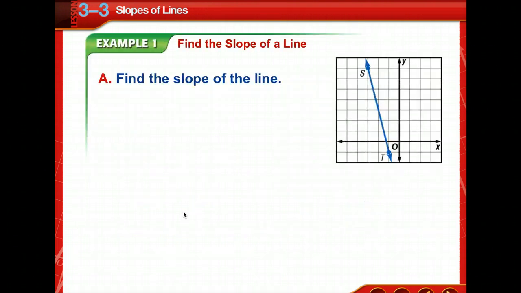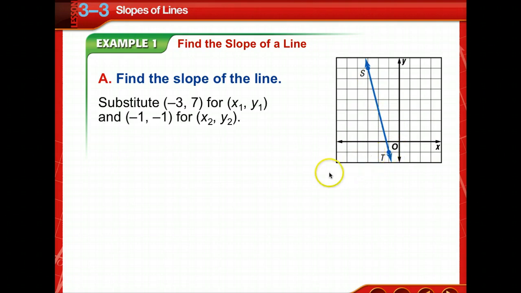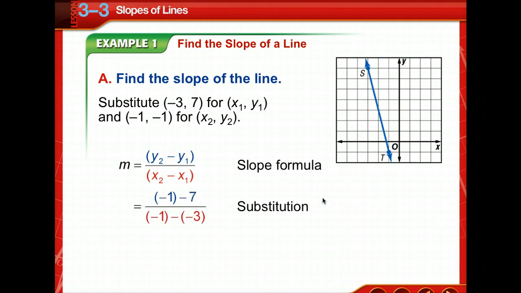Now we're going to find the slope of the line. The first thing you need to do is pick 2 points that are on the line. You want not just any 2 points. You don't want one that is going to be a fractional part or decimal. So you want to pick 2 points where it's actually at an intersection, so you can determine the ordered pair. In this situation, they're choosing -3, 7 for point 1 and -1, -1 for point 2. You just substitute it into the slope formula.